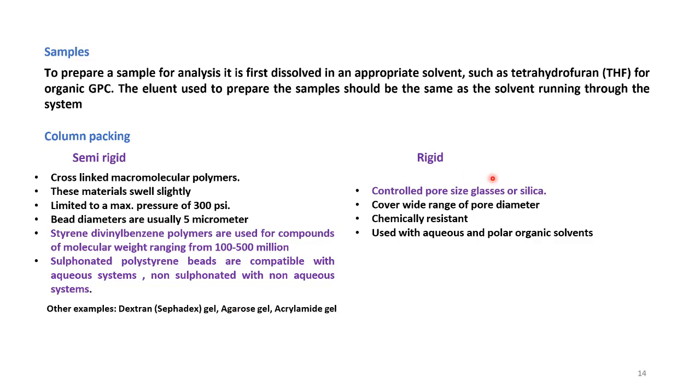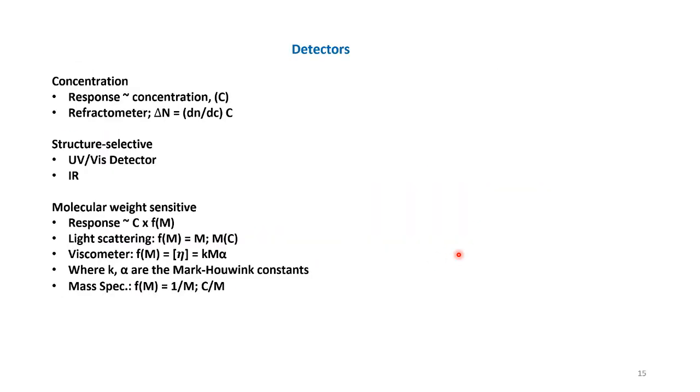Then in the rigid one, we have a controlled pore size like glass or silica, and it covers a wide range of pore diameters, which are also used for aqueous and polar organic solvents.